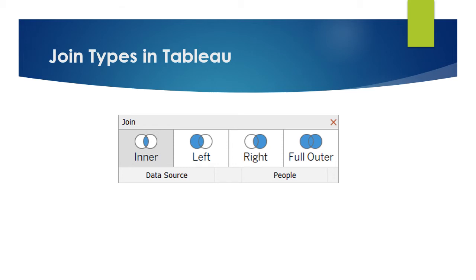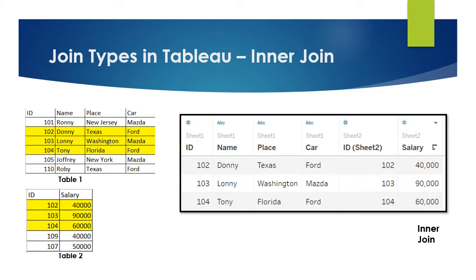In this section, we will be covering the different types of joins in Tableau. There are 4 different types of joins that you can create with your data sets. You have an inner join, left join, right join, and full outer join. So what an inner join is, let's suppose that we have 2 tables in our data set.